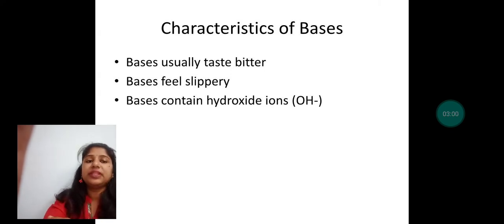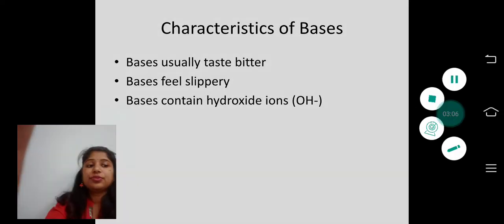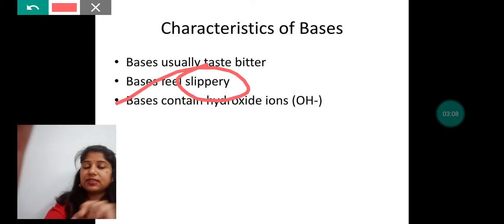Now the next one is characteristics of bases. Bases usually are bitter in taste. Bases feel slippery to touch and they contain hydroxide ions. You can guess the slippery things to touch; find out more substances available at home which are soapy to touch, like soap.